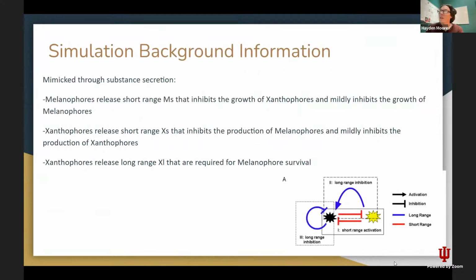And so this is some background on one simulation that was tried to address this problem. The melanophores will release short-range signals, and those inhibit the growth of xanthophores and mildly inhibit growth of other melanophores. Xanthophores will release short-range signals, and these also inhibit the production of melanophores and mildly inhibit xanthophores. But xanthophores also will release a long-range signal, and that is actually required for melanophore survival.